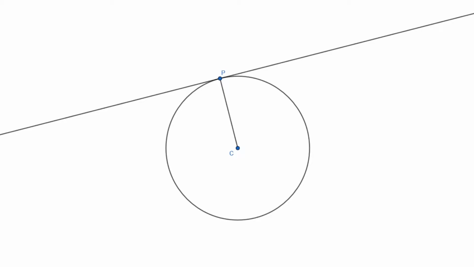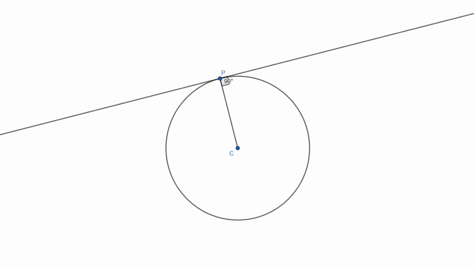An important result is that whenever we do this, the radius from C to P and the tangent to the circle at P will always be at right angles to each other. Now, it is not essential for you to know how to prove this result, and indeed we're not going to prove it now. However, it is the kind of result that when you look at it, you think, well, how can this possibly be any other way?